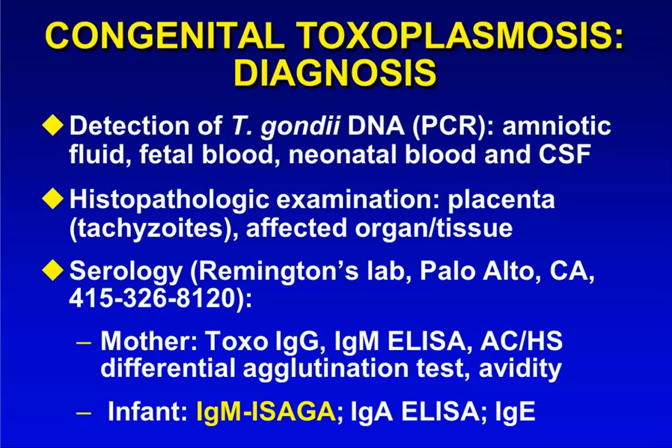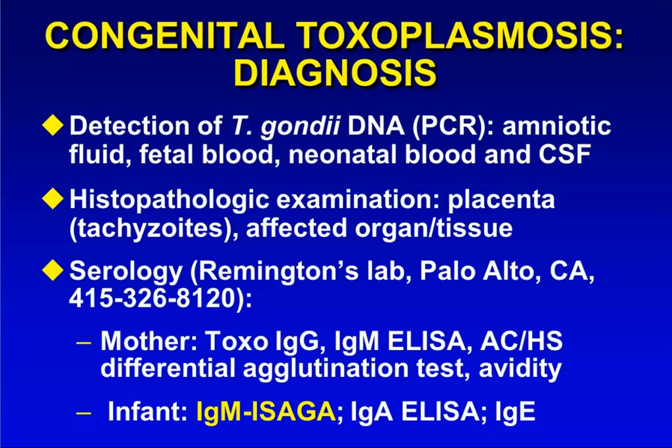And if the mother is positive and you think that there could be toxoplasma in the baby, we can detect the Toxoplasma gondii DNA in the amniotic fluid, in fetal blood, and in neonatal blood and CSF. So PCR can be done, and we can also examine the placenta as well. Again, the examination of the placenta is also helpful, but we're oftentimes left with serology in the mother and the baby. And in this case, this is where serology is helpful.